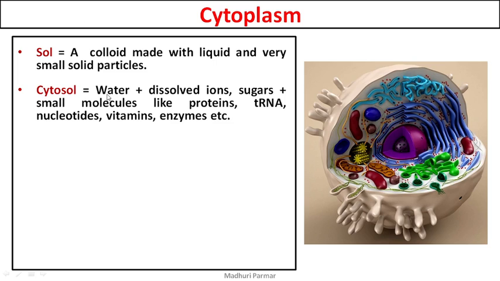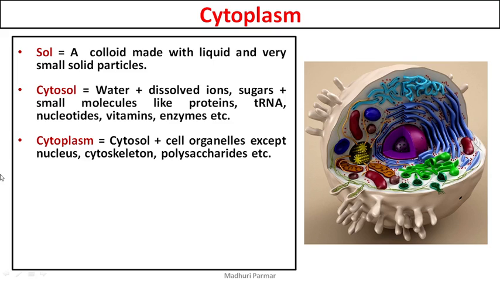So cytosol is basically water plus dissolved material plus small molecules like proteins which are insoluble. These are not soluble, so these can be considered as small solid particles. Such small solid particles like protein, tRNA, which is transfer RNA, nucleotides, vitamins, enzymes, etc. All of these are included in these small solid particles, and this is the reason why your cytoplasm is sometimes referred to as cytosol. Clear?